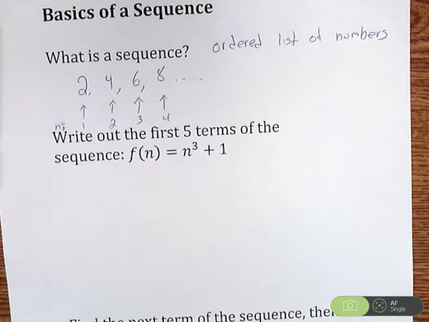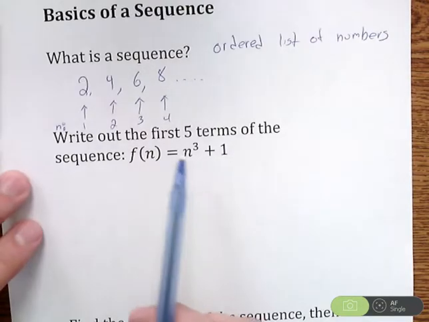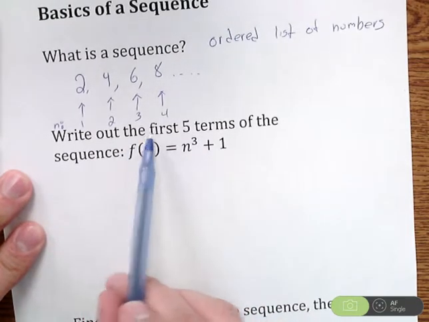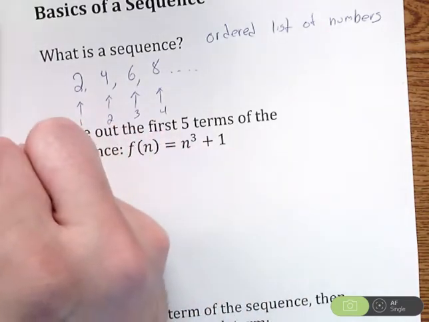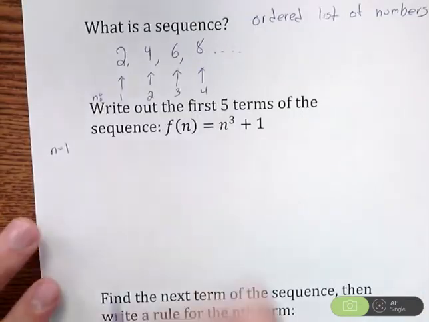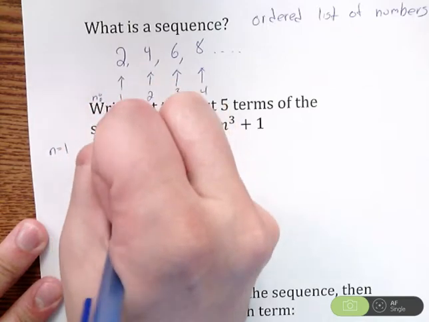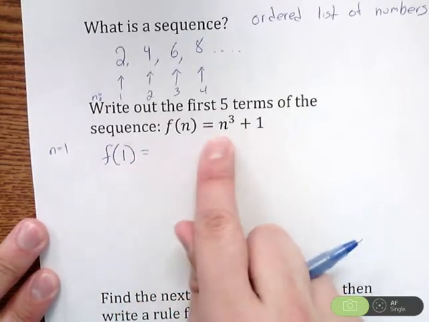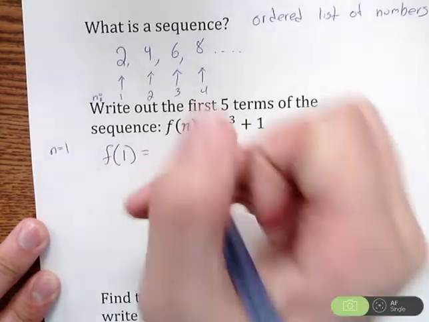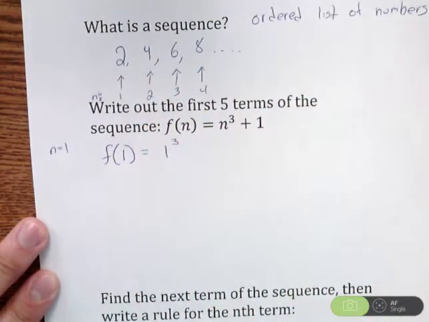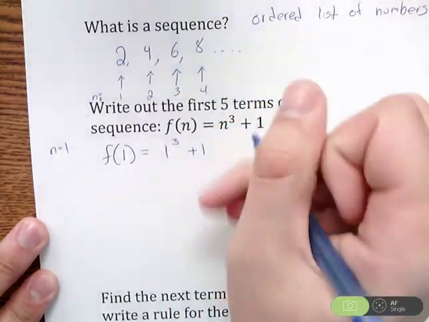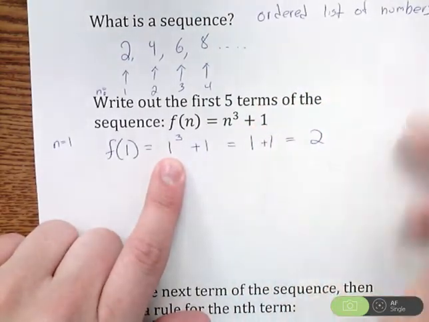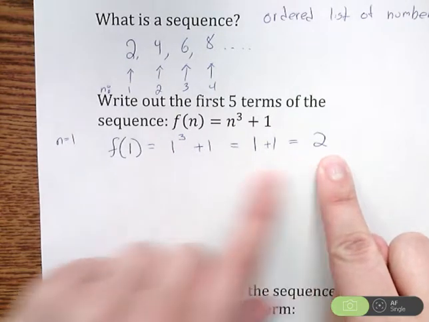So we're going to write out the first 5 terms of the sequence, given f of n equals n to the third plus 1. If I want to know the first term, that would mean n is 1. So I'm going to figure out f of 1. Notice how I replace my n with 1. So on the right side, I replace my n with 1. That's going to look like 1 to the third power plus 1. 1 to the third power is 1, plus 1, so I get 2. So the first term in this sequence is 2.